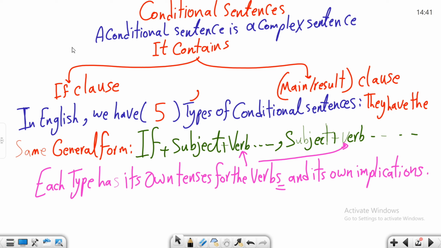A conditional sentence, my friends, is a complex sentence. Generally, I have a writing course, Mr. Udait writing course. In this course, I started talking about the writing structures in English. I started from words, and then we said that words make phrases. Then we said that phrases make clauses, and clauses make sentences, and sentences make paragraphs, and paragraphs make essays.